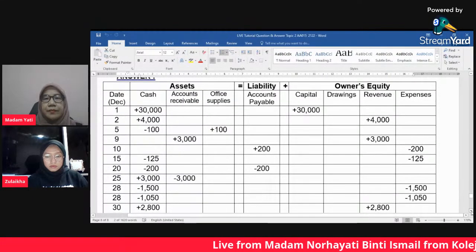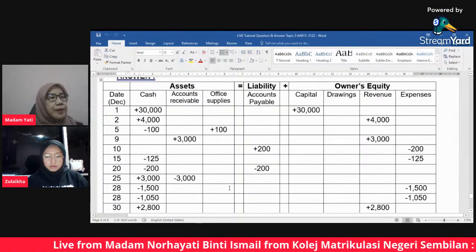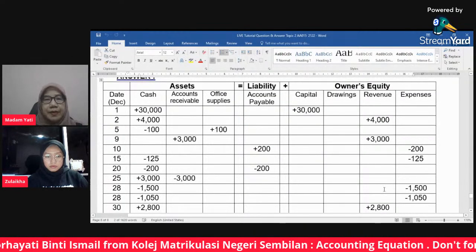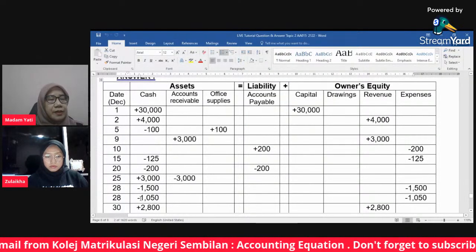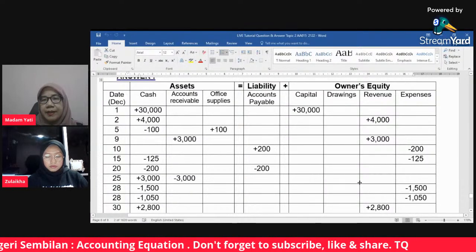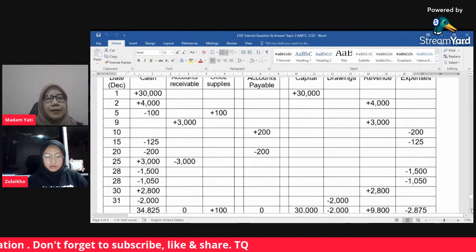The next one is 28 December. The amount is paid rent for the month. Decrease in cash and also expenses. This one is also on the 28th, we also paid, and one is wages. The same entry. And there is still one more.